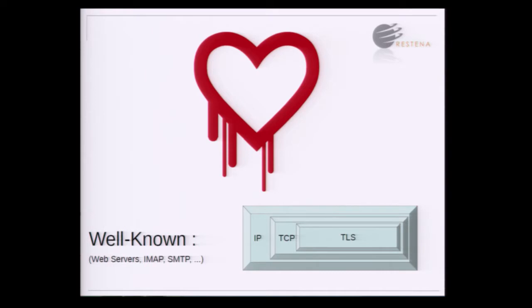Now, what many people know about Heartbleed is this. This is a protocol stack, which is pretty easy. You have the IP protocol, TCP on top, TLS on top of that. And some clever people have found a way to compromise TLS on this simple stack. In the first days when Heartbleed was out, people said, oh, this is all about web servers. And a couple of days later, a revelation kicked in and people said, oh, wait, there are also IMAP servers, SMTP servers, basically everybody who does TLS on this kind of stack.